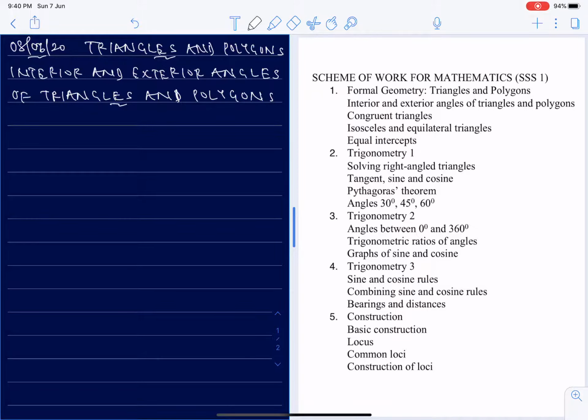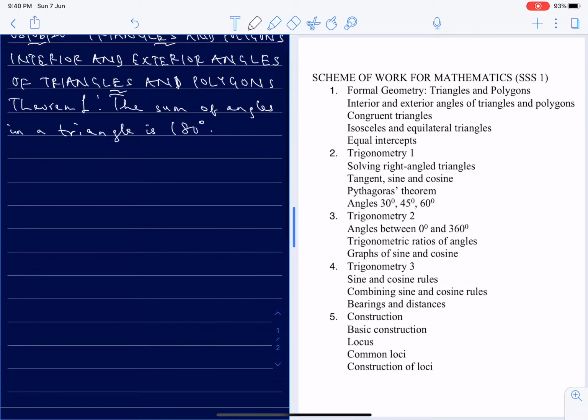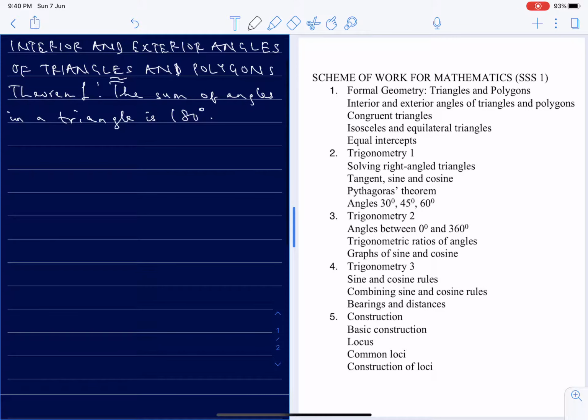Now, let's look at this theorem. Theorem 1: The sum of angles in a triangle is 180 degrees. Now, how do we prove that? Let's see.